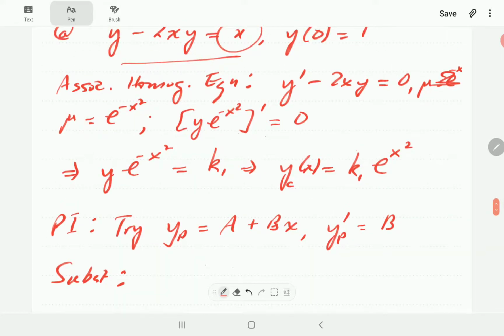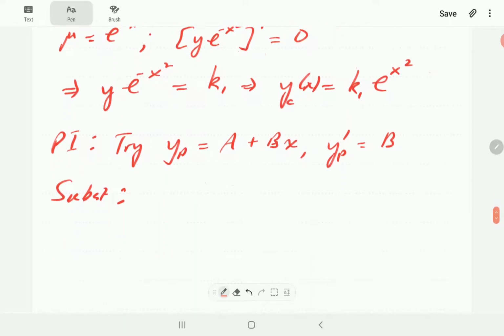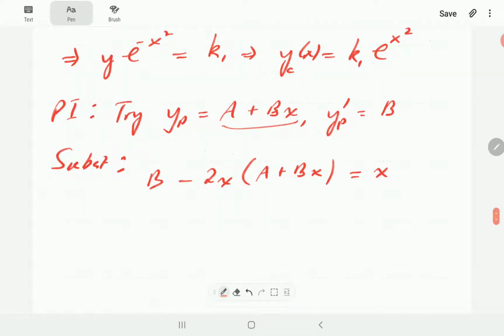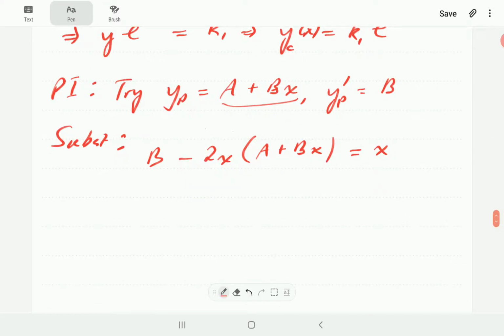So we have got y prime, which here is b, minus 2x times y, which is a plus bx, and then the right hand side is x. If we remove brackets here, then we are going to have b minus 2ax minus 2b x squared.